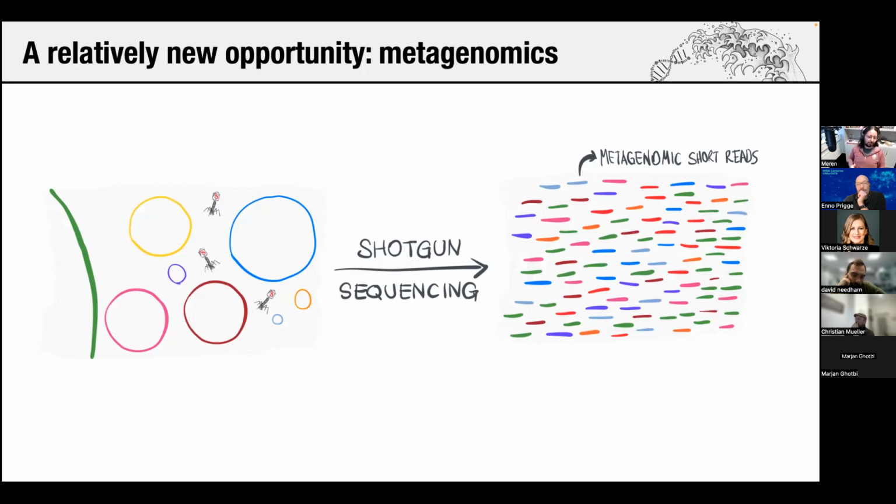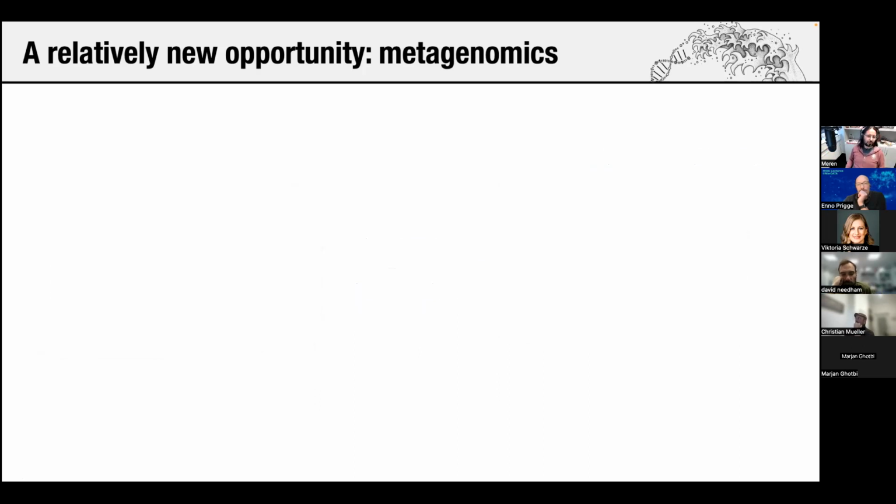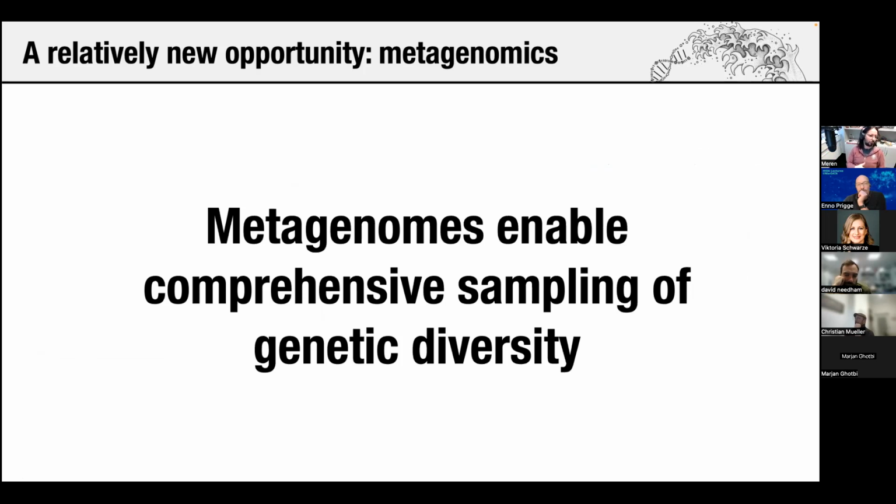This direct sequencing of every piece of DNA found in the environment offers us an amazing opportunity as metagenomes enable comprehensive sampling of genetic diversity, because you get everything from everyone in a way if you're deeply sequencing, and that enables some new ways of analyzing the diversity of life.